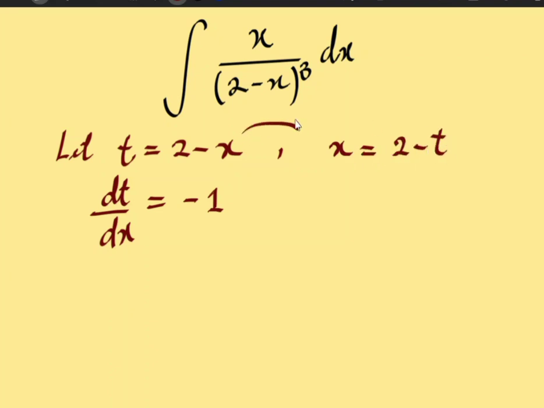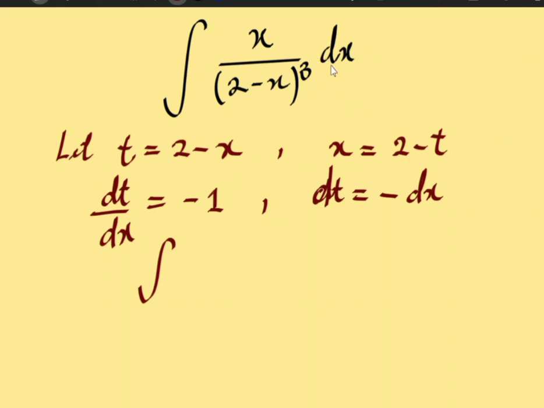From here, by making x the subject of the formula, we get x equal to 2 minus t, and dt/dx is equal to -1. Therefore, our dt will definitely be equal to negative dx. Anywhere we see dt, we can put negative dx, and likewise, anywhere we see dx, we can put negative dt. So let's substitute everything back into our integral.